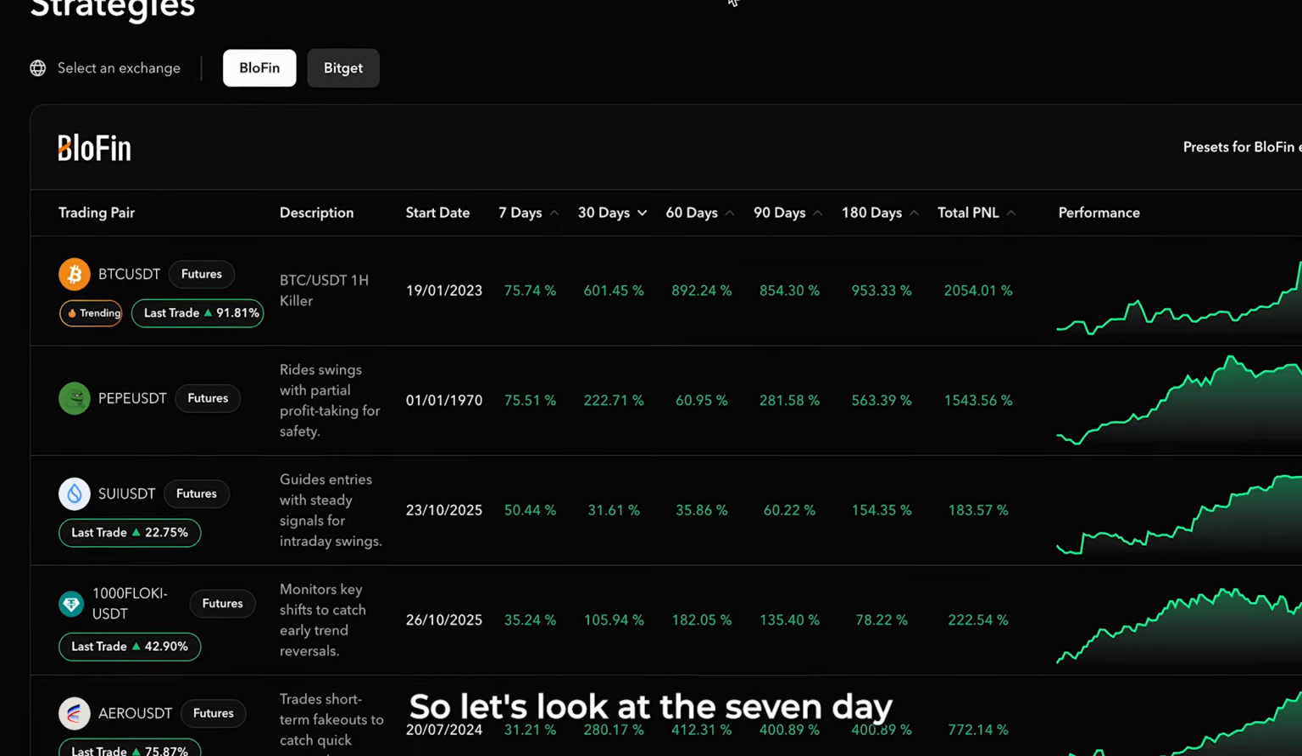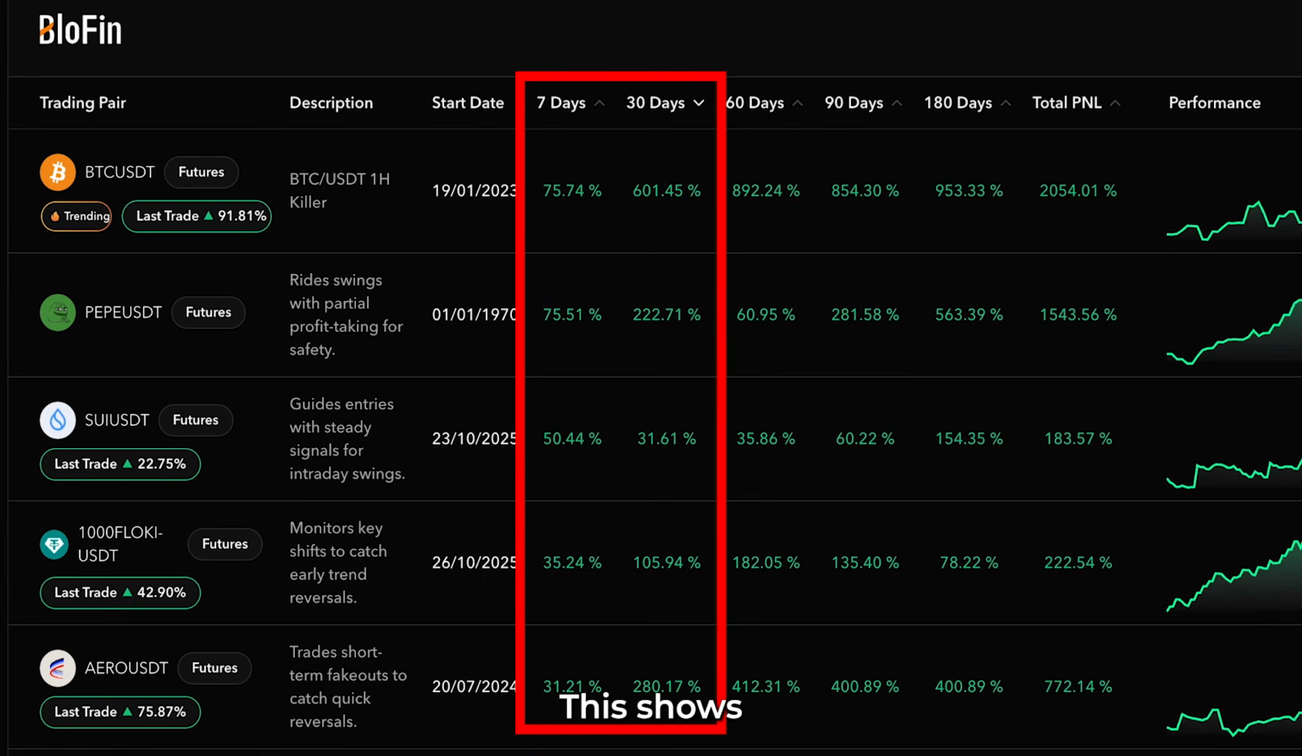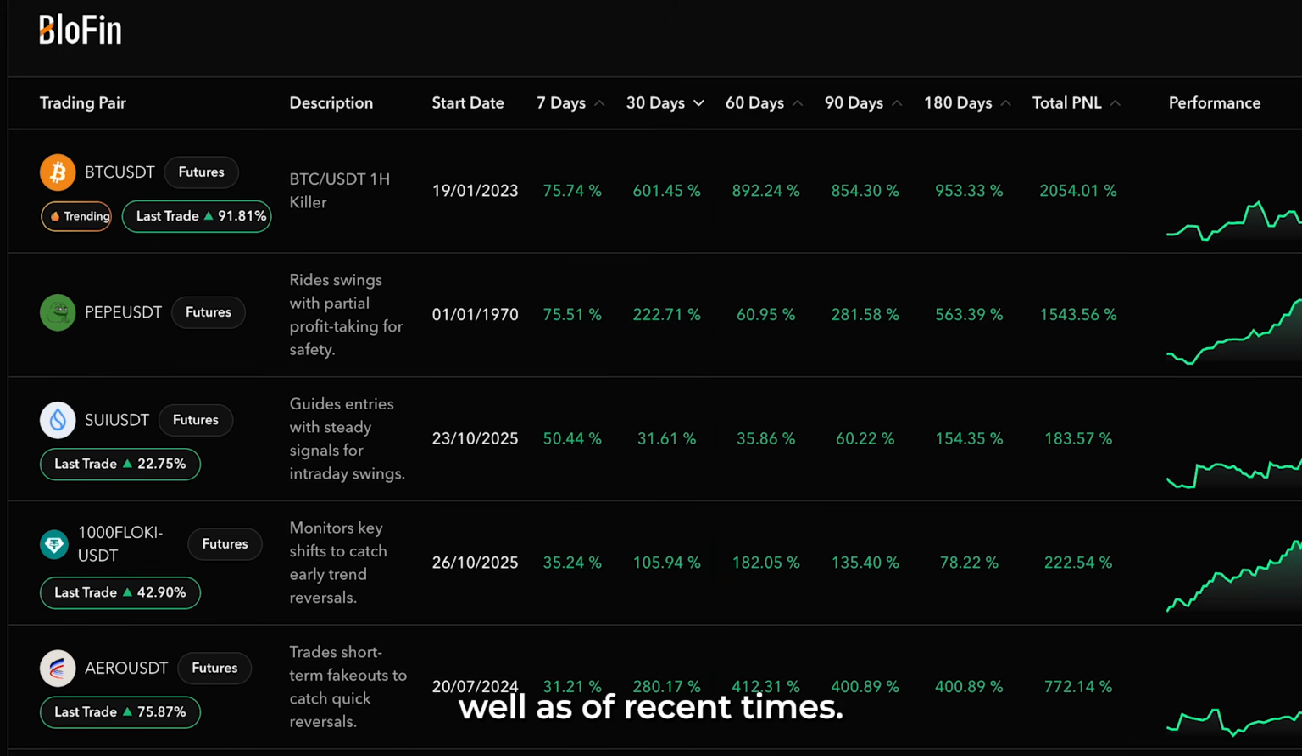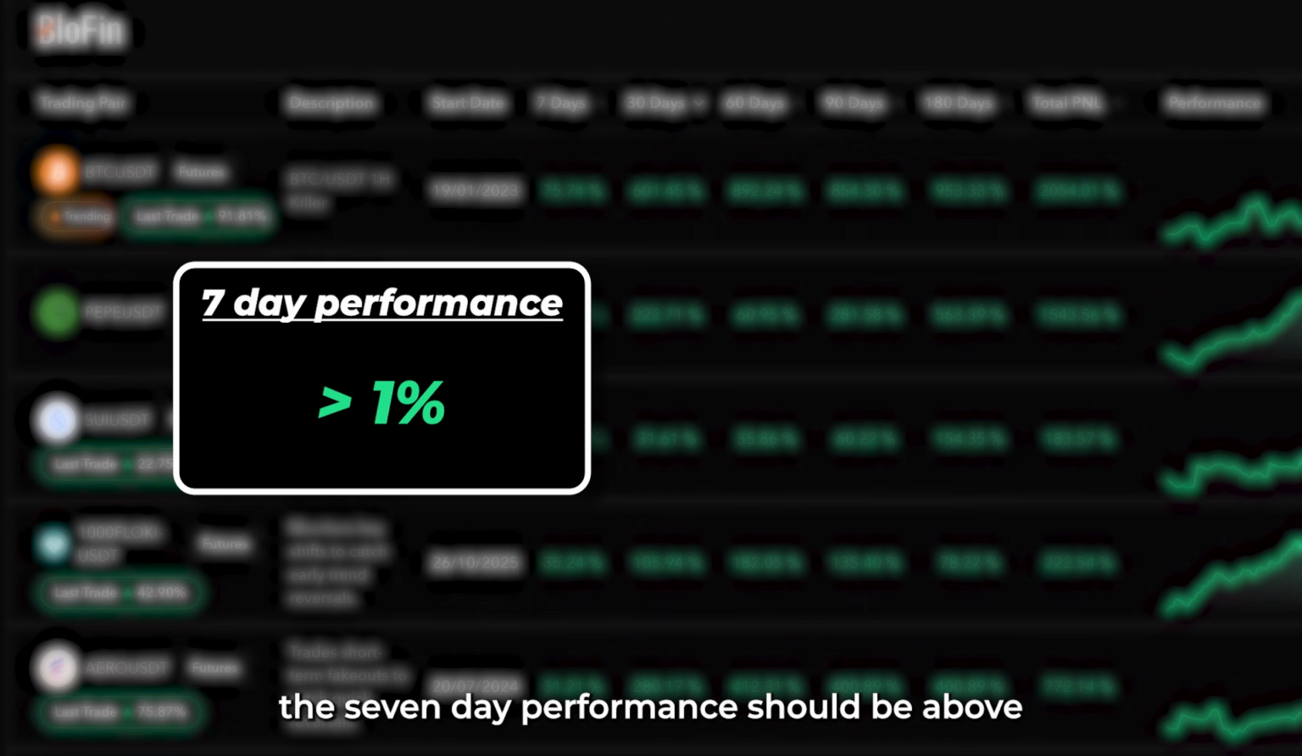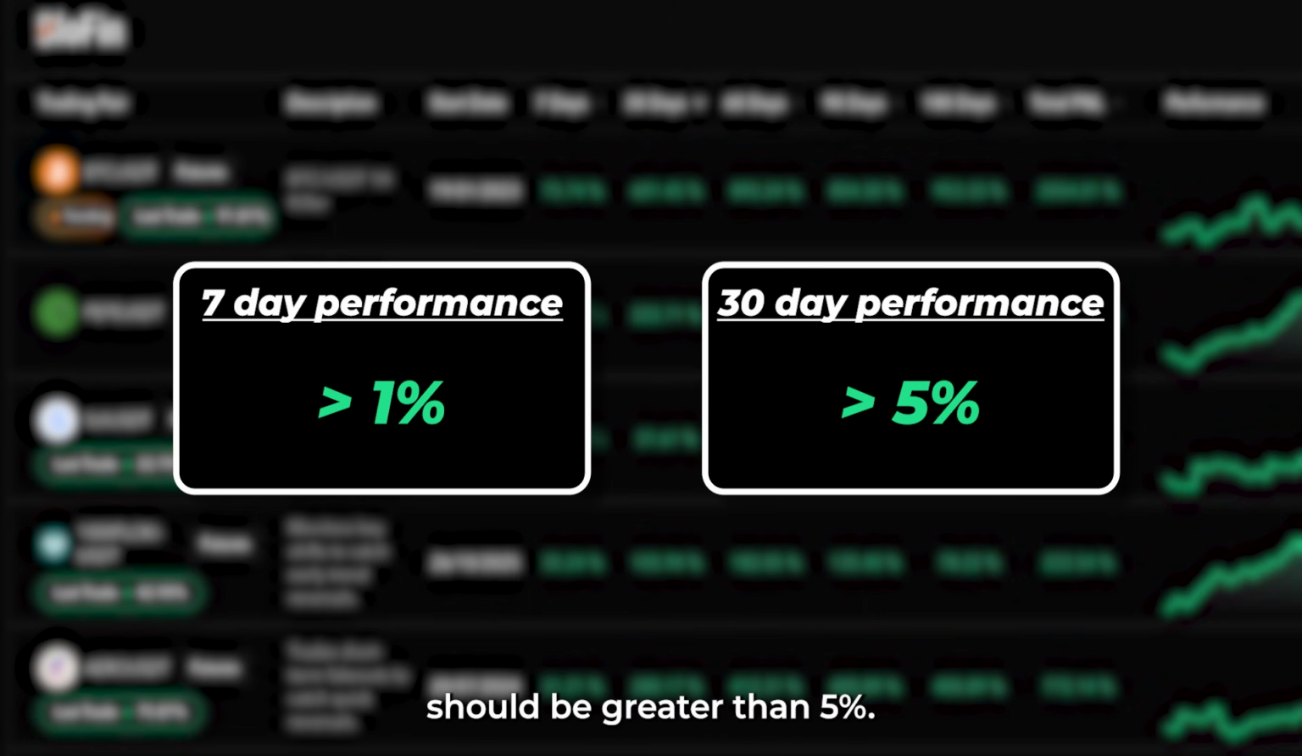So let's look at the 7-day and the 30-day performance. This shows how our bot has been doing recently. These should be green and reasonable to ensure the bot is performing well as of recent times. For example, the 7-day performance should be above 1% and the 30-day performance should be greater than 5%.